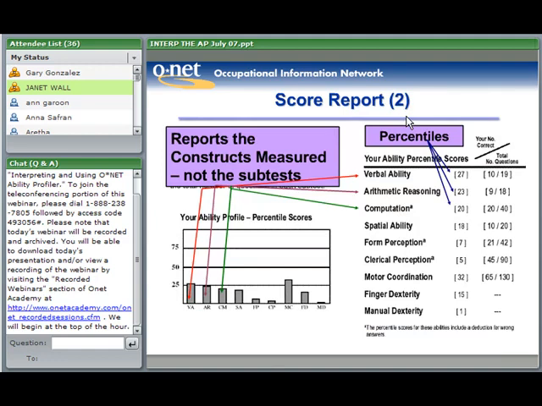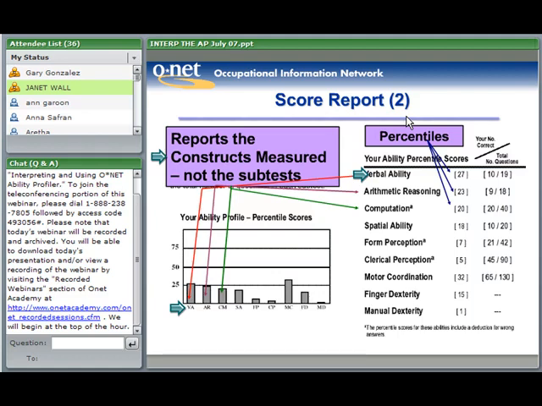I do want you to note that there is that tracking, that verbal ability, which is first on the graph, is also first in line on the section on the right. And then arithmetic reasoning, which matches up to arithmetic reasoning on the right, computation, and then spatial ability, form perception, clerical perception, motor coordination, finger dexterity, and manual dexterity. So they line up exactly in order. And again, to remind that what is reported are the constructs that are measured, not the subtests.